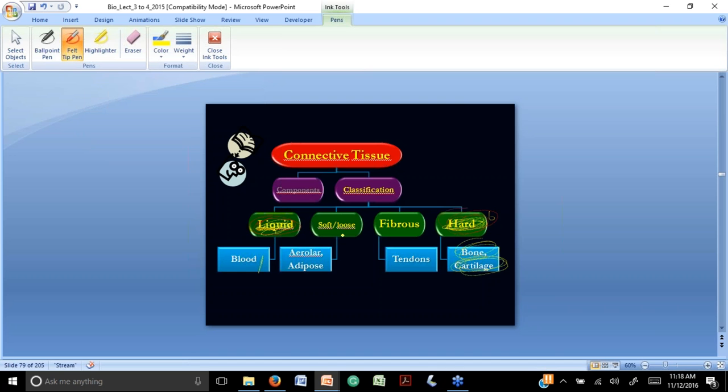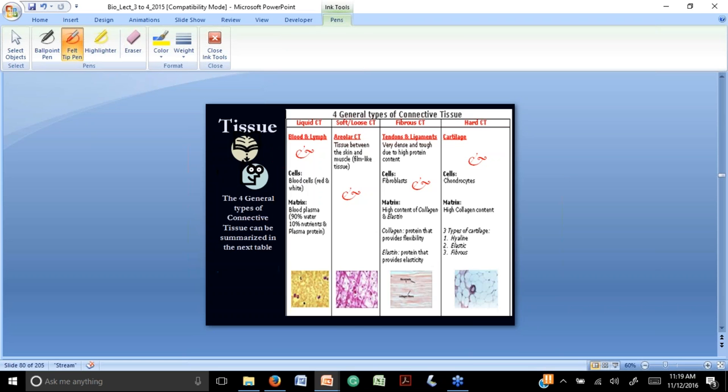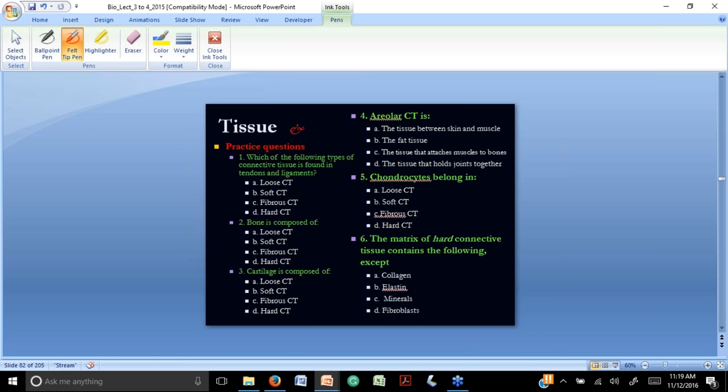In between, what do we have? We have soft, which is a little bit more than liquid: areolar and adipose tissue. And what is sometimes difficult to remember is the fibrous. Fibrous sounds like hard, but it's not as hard as the hard connective tissue. These are going to be the ligaments and tendons. So that is about that. Let's keep going.